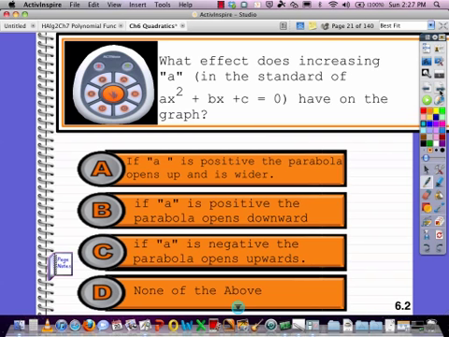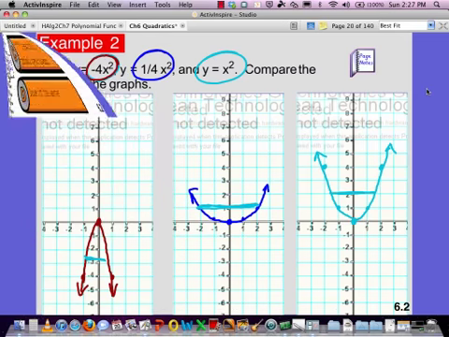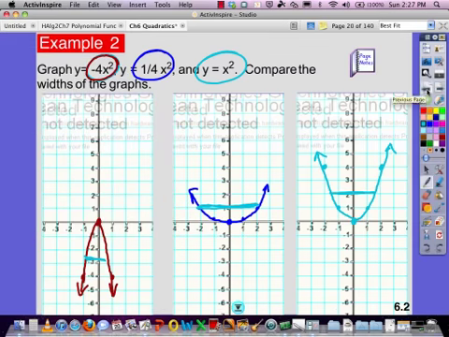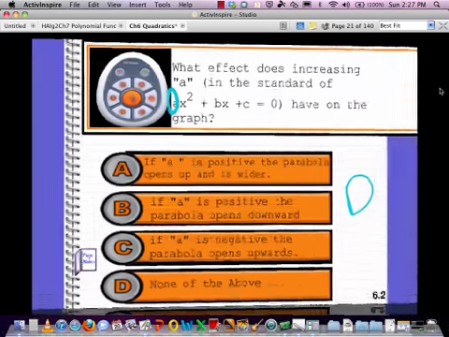Now, based on what we just observed, you should be saying D, because as A increased, the bigger the A value. The last one we did was 1/4. Just go back and look. The bigger number, 4. If the A value got bigger, it made this skinnier, not wider, which is the choice I think some of you wanted to make.